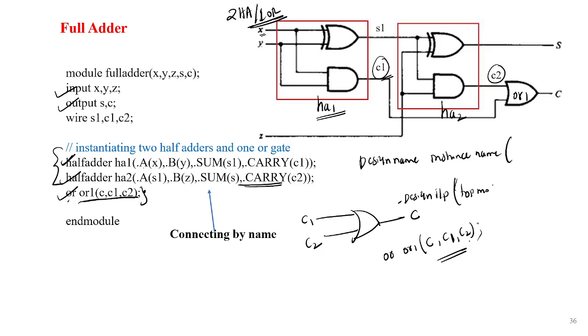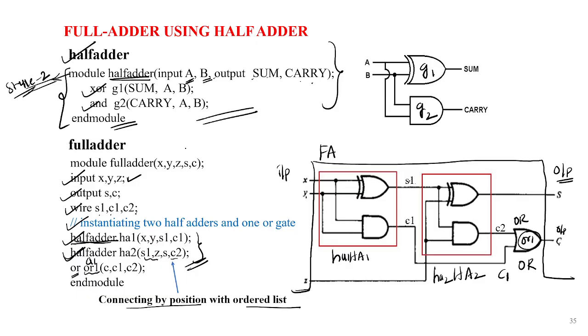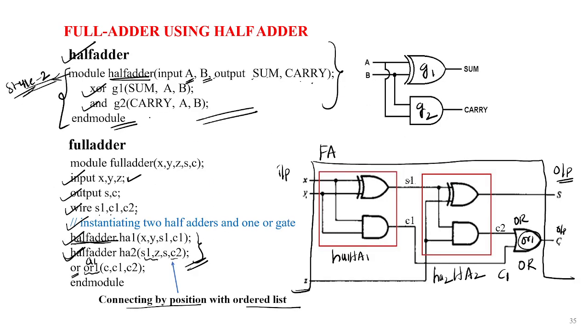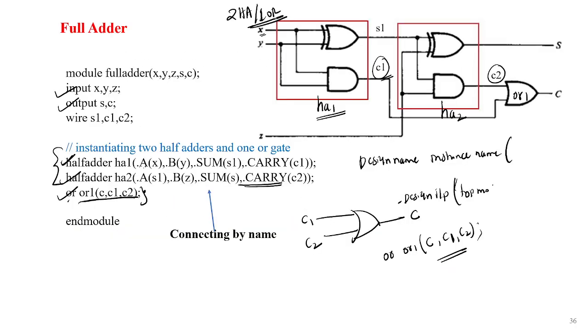Don't compare gate level modeling with instantiation. In instantiation, first you will get the inputs only. Here, first you need to declare the output, and you need to follow that order, connection by position with the order list. But in instantiation, dot A means this design input, that means A, and dot B means this design input. Inside the brackets, you give the top module inputs, X, Y. The test bench will also follow the same thing.